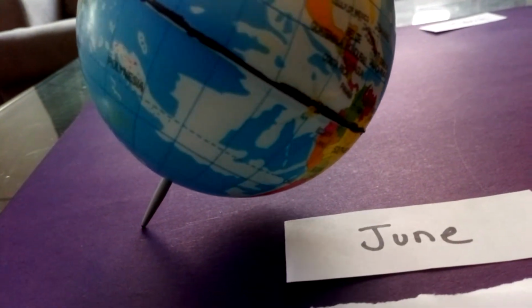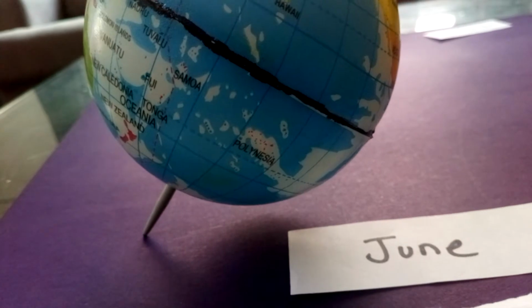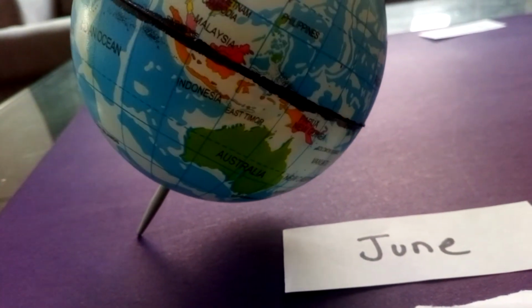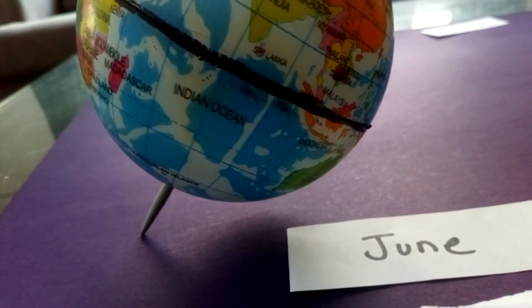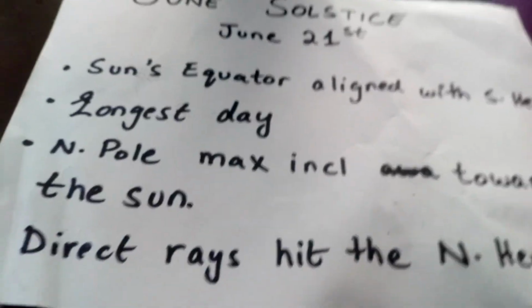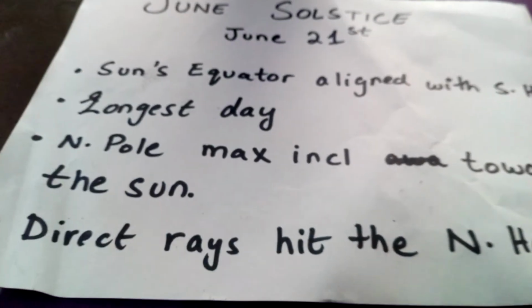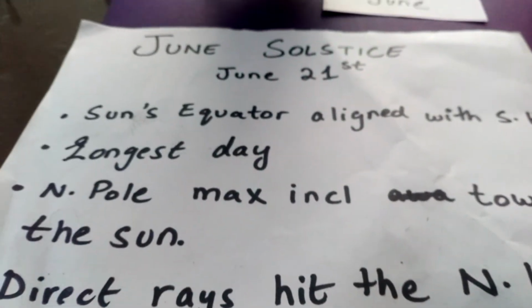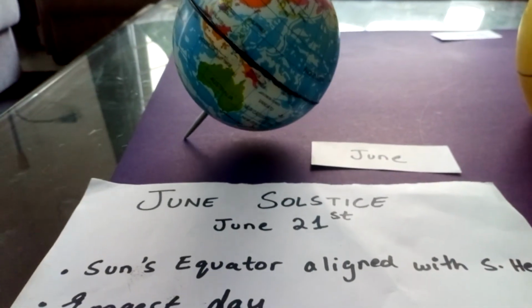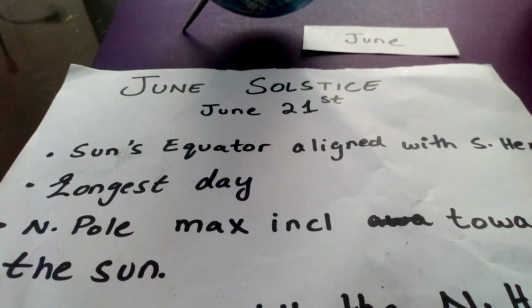So all of the countries in the southern hemisphere, Polynesia and all of Australia, New Zealand, and all of these in the southern hemisphere, are experiencing winters, extreme cold in June. So because the direct rays are hitting the northern hemisphere and not the southern hemisphere, we experience the longest day on the June solstice.